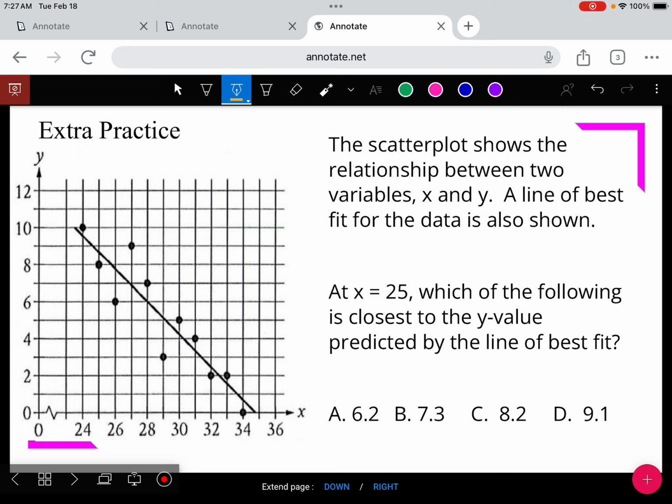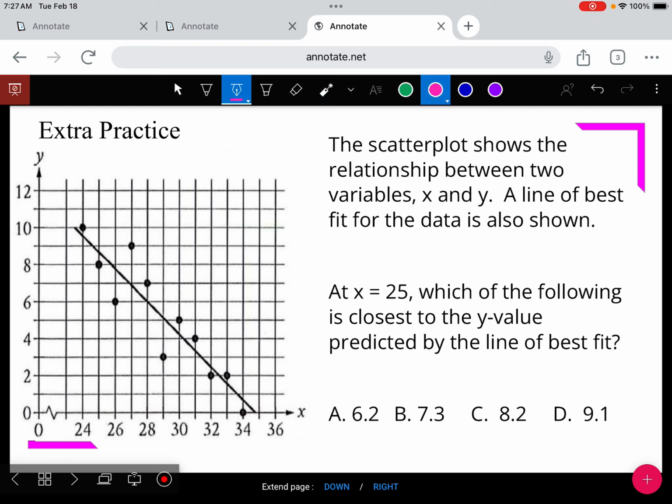So we've got here a scatter plot with a relationship between two variables, x and y. So we know our x's are down here, our y's are over here. If we didn't remember, those pieces are labeled for us. And a line of best fit is shown. So they're asking us which of the following is the closest. So it might not be right on, but what is the closest when x is 25? So when x is 25, what do we think the y value might be?